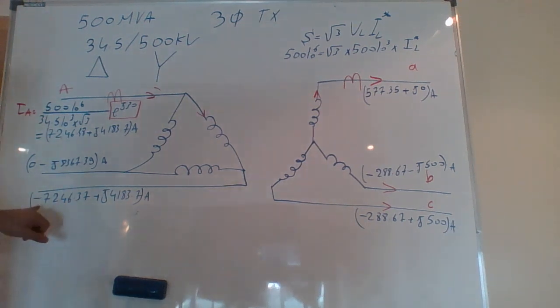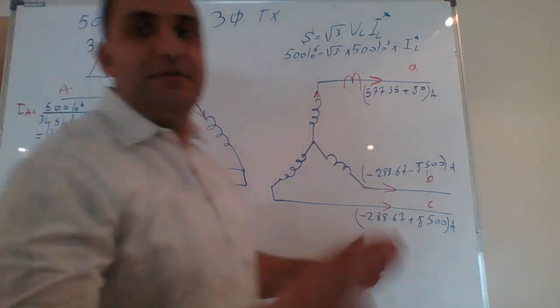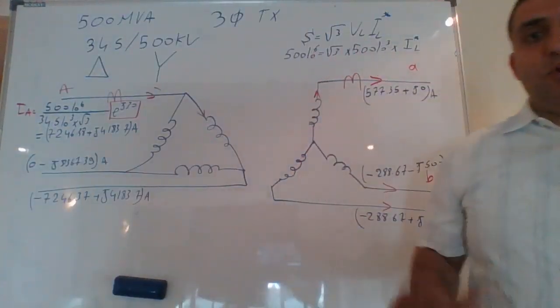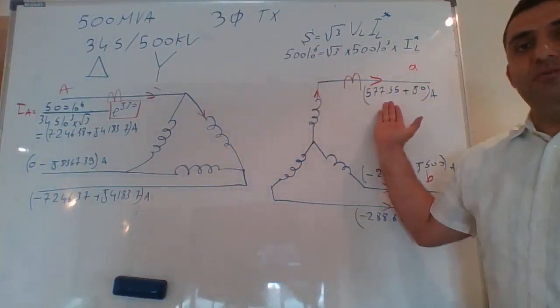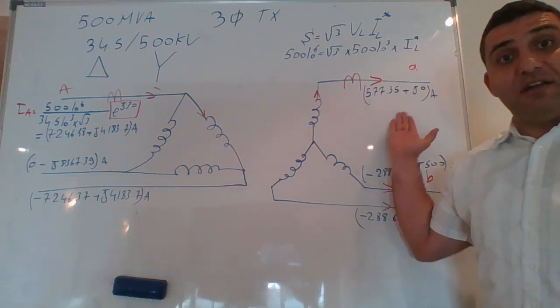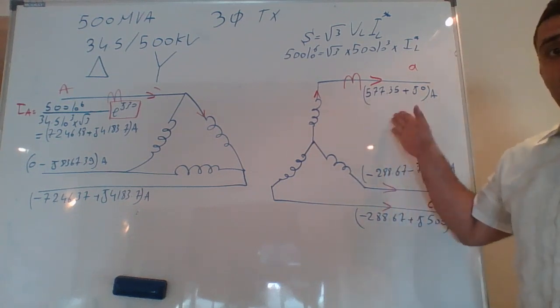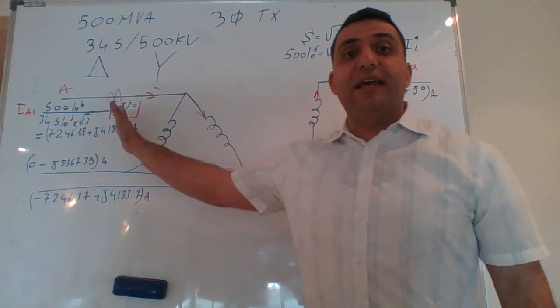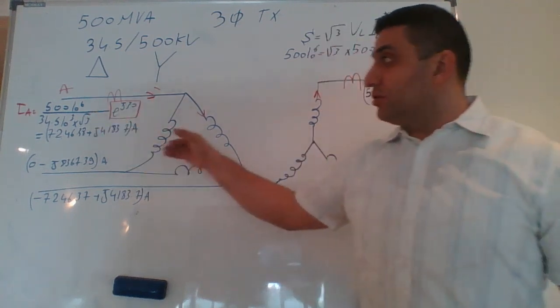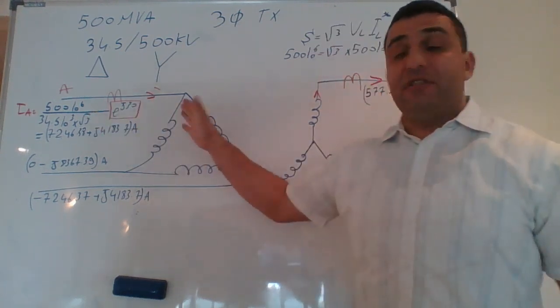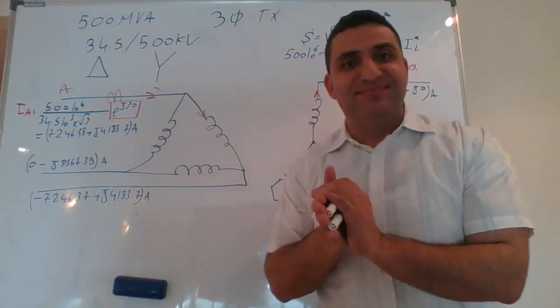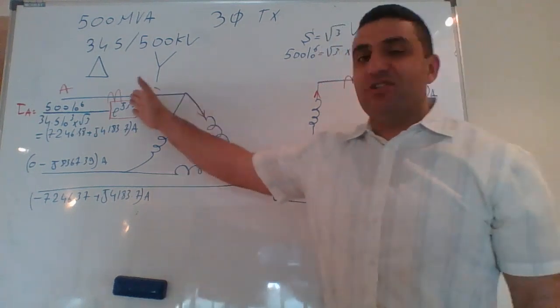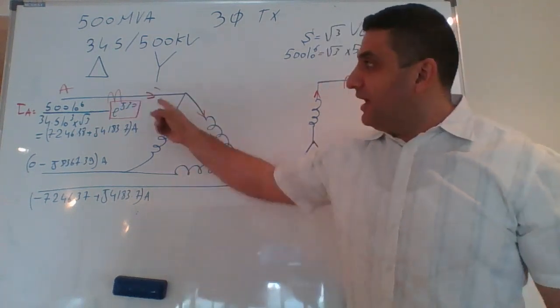For C, minus 7,246.37 plus j4,183.7. Great, now I find the current. Remember, what I did is I started from the secondary. I took the secondary as a reference for current point of view, to have an angle 0. Then I went back and calculated the primary current, because now it's a delta, not a Y. If it was Y, I would have no issue. But now because I have a delta, I have a shift of 30 degrees, I have to take it into consideration.